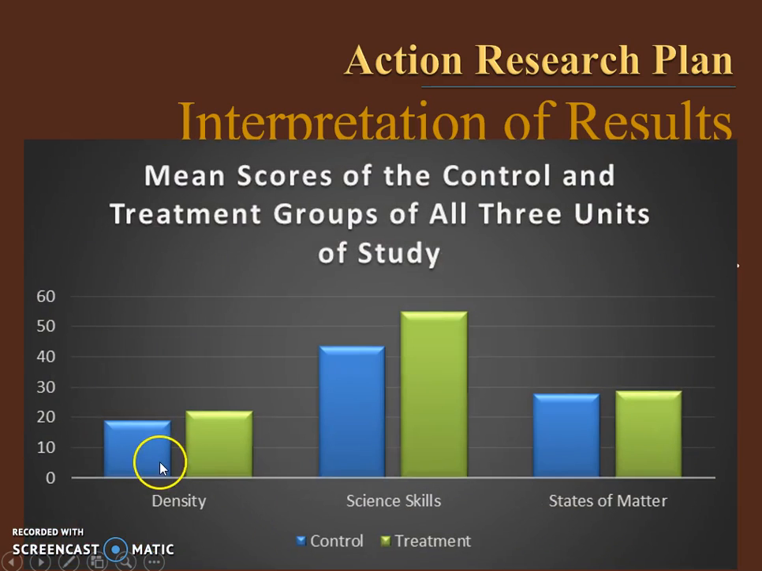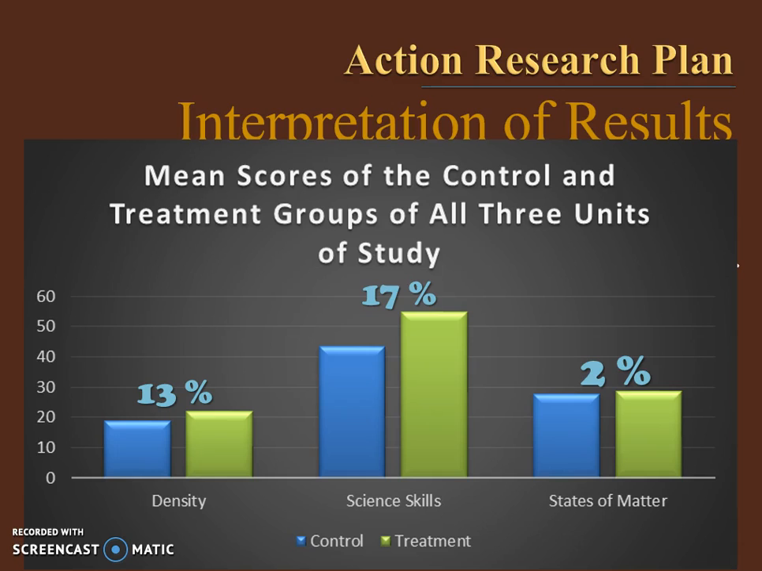Let me show you. In the density unit, they had a 13% increase in their grades from one class. This is the traditional lecture in the blue, and the green is when they did the flipped classroom. So the scores went up 13%. Now in the science skills class, they had a 17% increase. That's two whole grades difference. And then in the states of matter, it only had one video, and there wasn't very much difference at all.